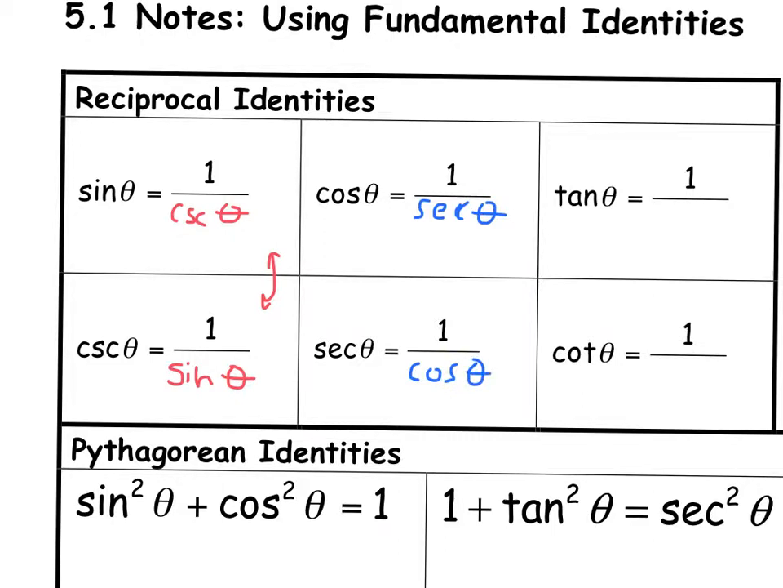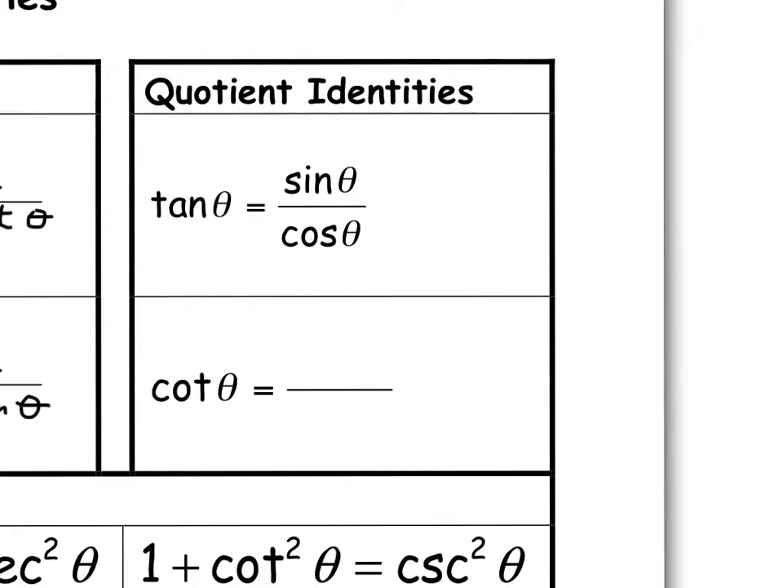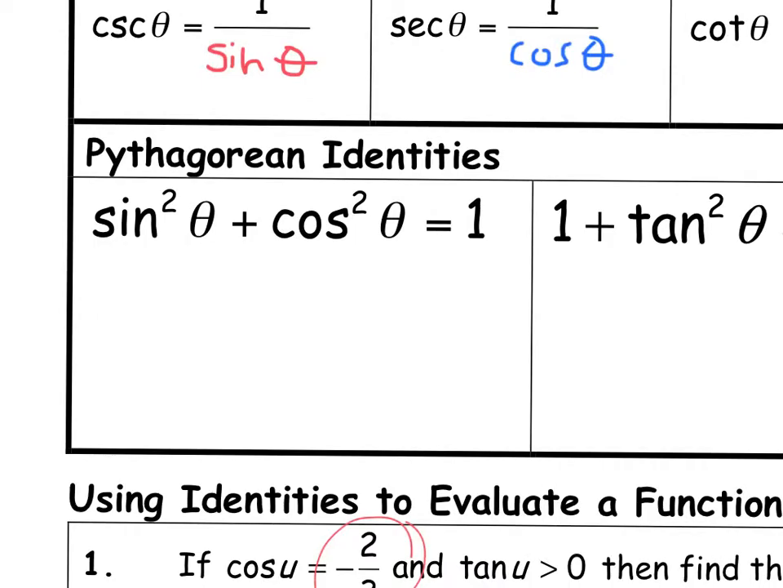And lastly, tangent is going to be 1 over the cotangent of theta. And cotangent is 1 over the tangent of theta. So if the tangent of theta is a quotient here, all we have to do is take the reciprocal. So cosine is now in the numerator for cotangent, and sine is in the denominator. So let's look at this first one.